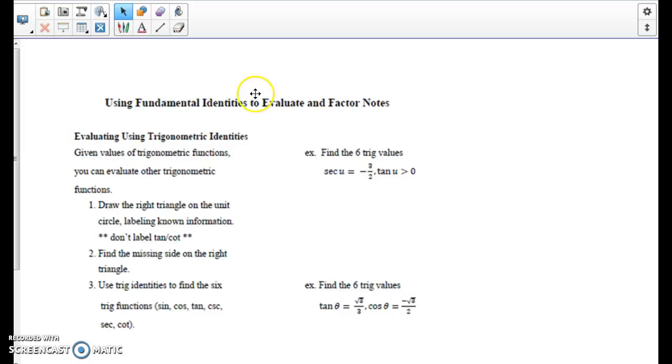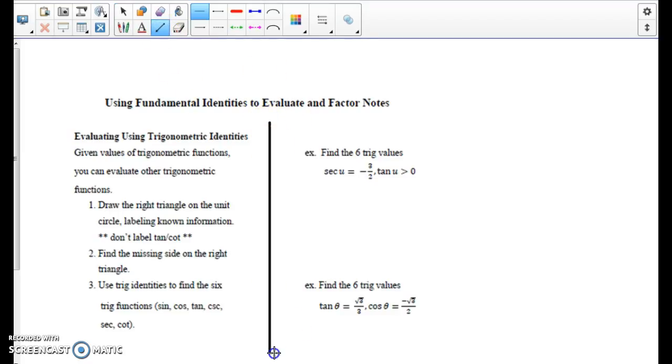So what we're going to do is begin. Take out your notes, it's a divided page, so theoretically there should be a line down the middle. When you evaluate trigonometric identities, given the values of the trigonometric functions, you can evaluate all the other ones. That means if I give you sine and cosine, you can find tangent, cotangent, secant, and cosecant. And that's what we're going to take our notes on today.